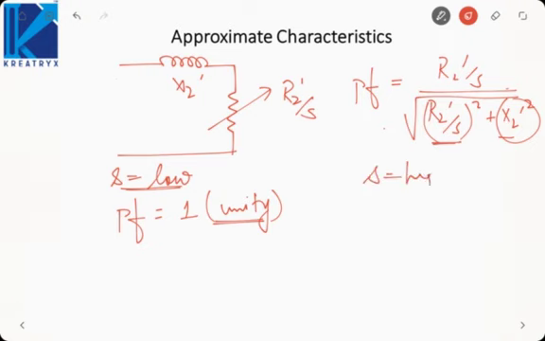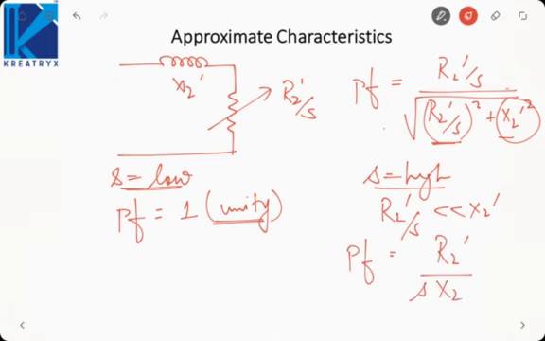When slip is high, R2 dash by S is much less than X2 dash. So power factor would be R2 dash by S divided by X2 dash. So power factor is low. That means the starting power factor of the induction motor is low, and as the speed builds up or the slip goes down, the power factor increases. So the full load power factor will always be higher than the no load power factor in case of an induction motor.